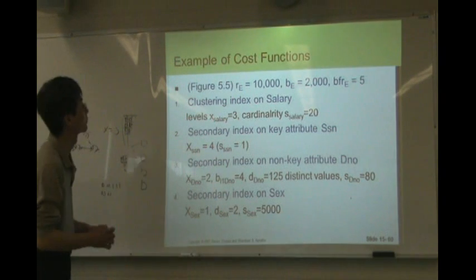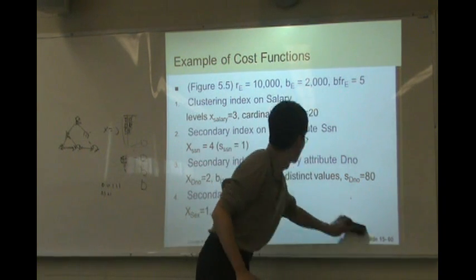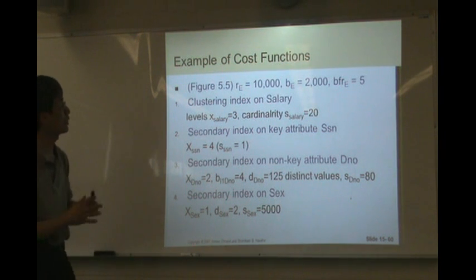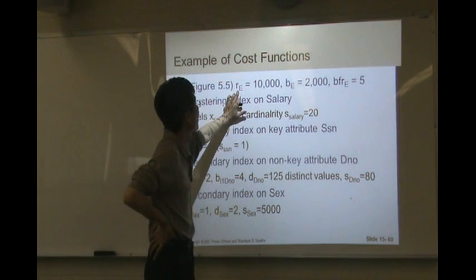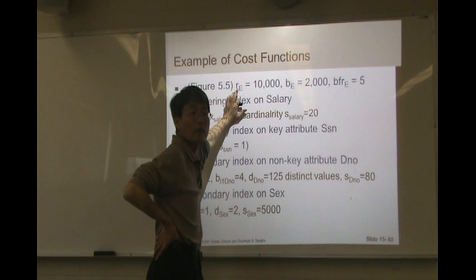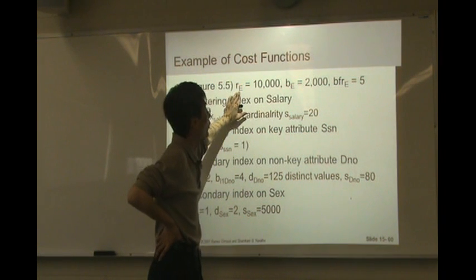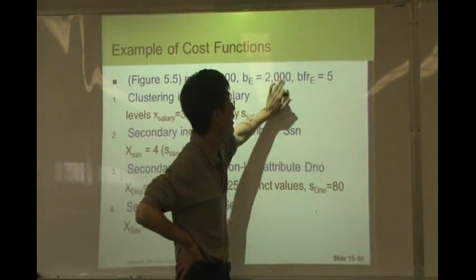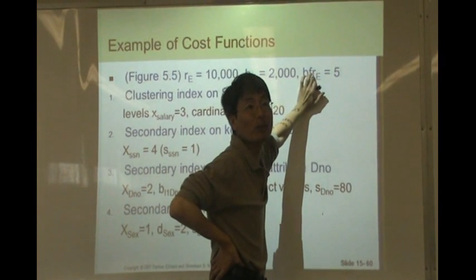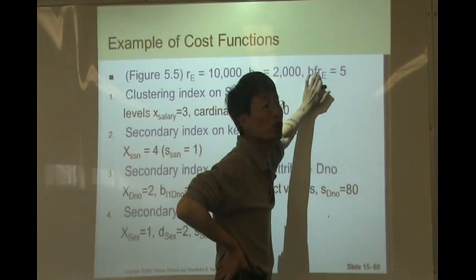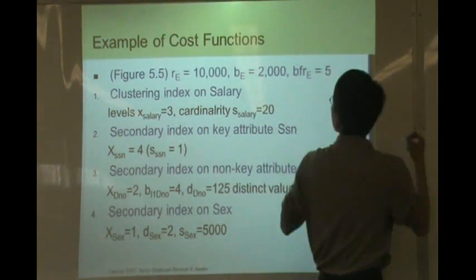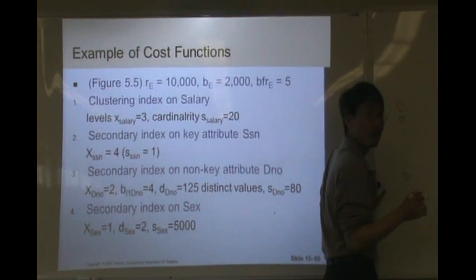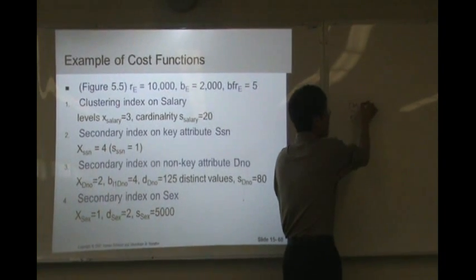So first, using that company database, how many rows? How many employees? 10,000 employees. And how many blocks for employees? 2,000 blocks. Which means what is the blocking factor of employee? That is 5. Why? We have 2,000 blocks for 10,000 employees. On average, each block has 5.